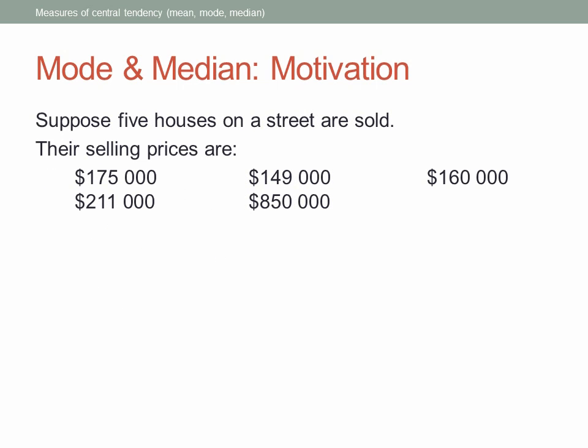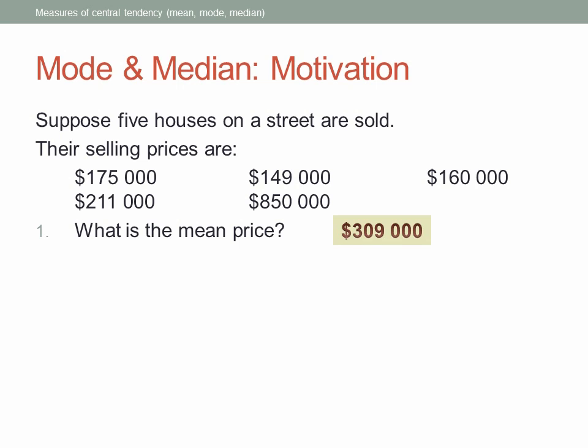Okay, so we have the mean, so why do we need the mode or median? Well, consider this situation. There are 5 houses that get sold on one street. Their selling prices are shown. What's the mean? Calculate it now. I'll wait a few seconds for you to do so. Add the prices and divide by the number of houses sold. You should get a mean of $309,000.